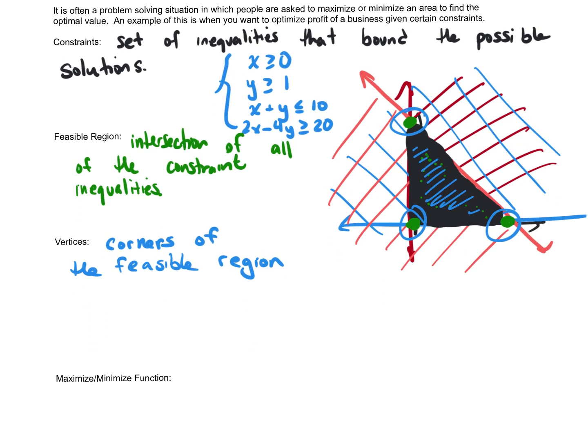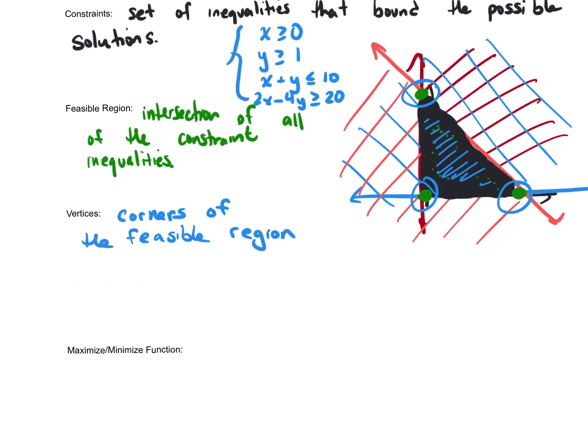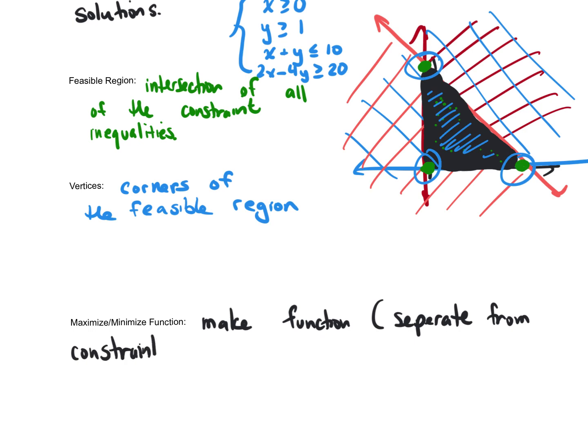Now these are the most important ones because these are going to be the ones that will maximize or minimize my function. So when we maximize and minimize a function, we're trying to make a function, and these are separate from the constraints, right? These are not going to be constraint things. There's going to be another function we're trying to maximize or minimize, right? We're going to make a function as large or as small as we can.